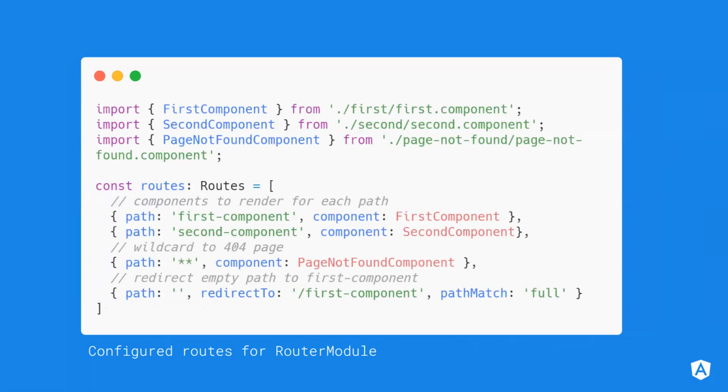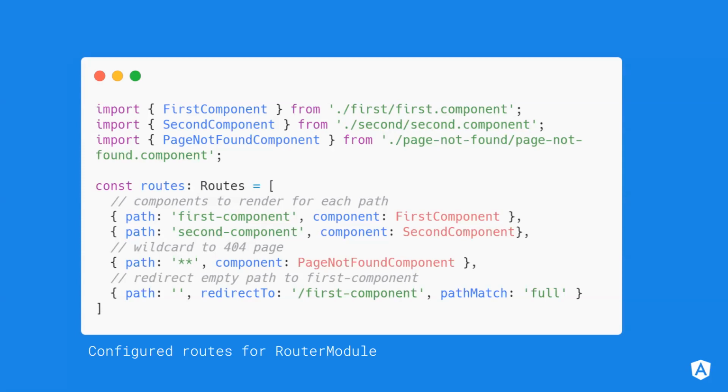In the routes, these are some examples of how you configure the routes. There are 3 types of route here. 2 define the component to render when it matches the path. For example, the first component path will render the first component. So if you type in your browser home.com/first component, it will render the first component.